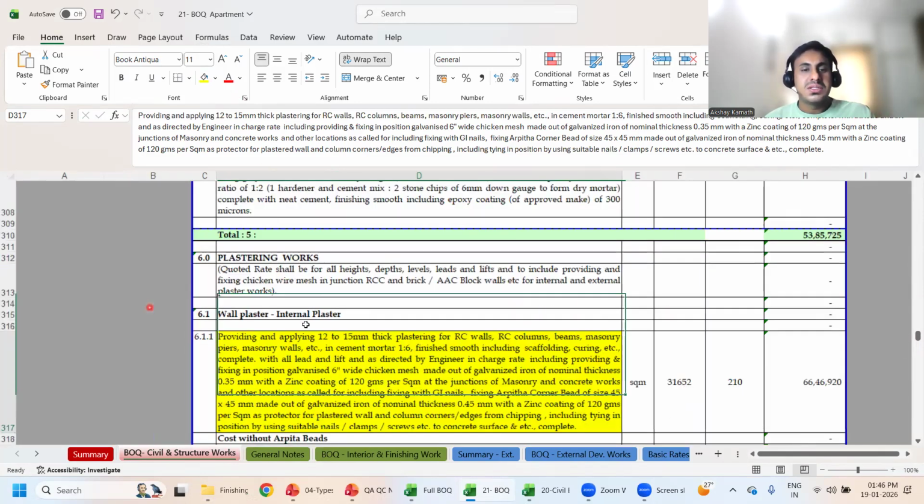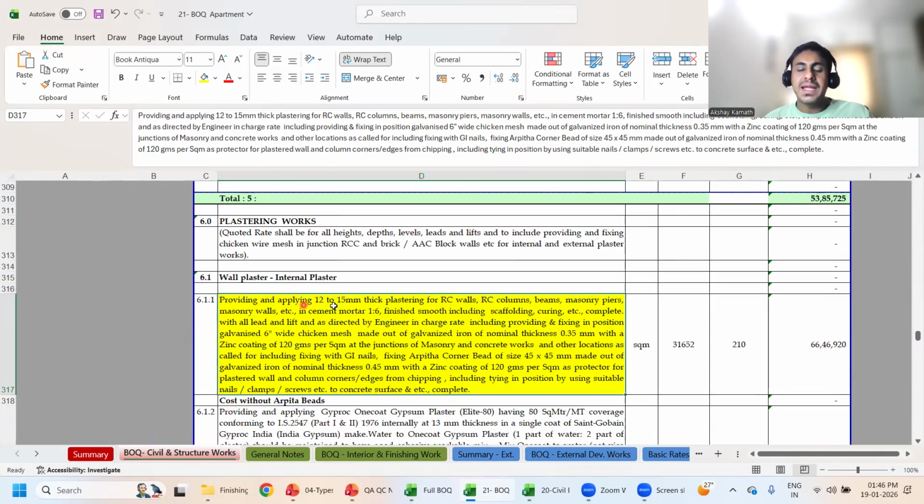See here, providing and applying again 12 to 15 mm thick plaster on RCC wall, RCC column, beam and all those things. And the ratio is 1 is to 6. He's mentioning 1 is to 6 here. Usually for wall plastering inside we go 1 is to 6. But he has written one more point here: including providing and fixing in position galvanized 6-inch wide chicken mesh, that is Arpita mesh. 6-inch he has written. Few people go with 8 inches also.